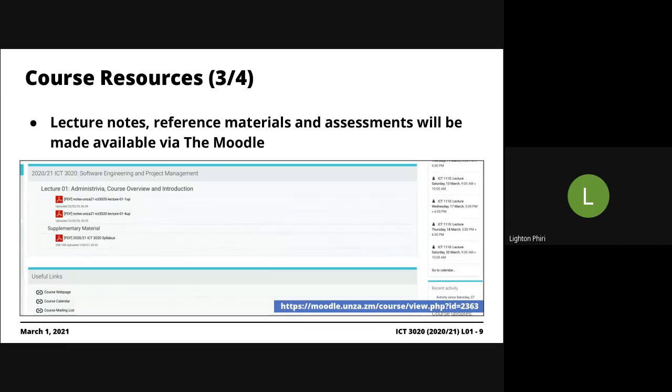And tests. We are supposed to write two tests. The plan is, because you people are coming back and are going to be physically on campus in the second half of the year, in the second term or second semester, we will have the first test online. So it will be administered online via the Moodle.